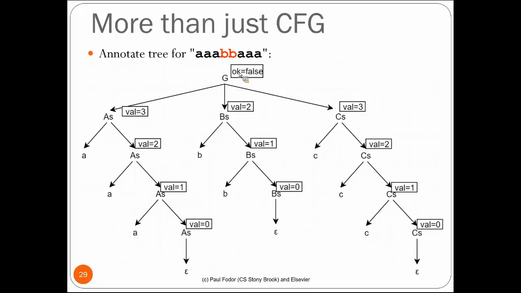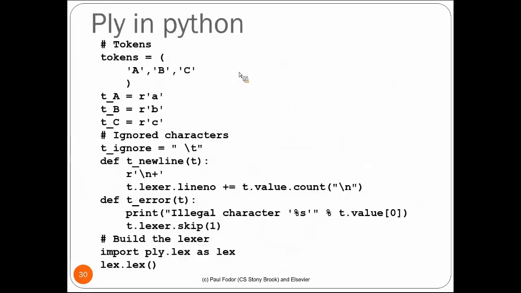Now, with a CFG grammar, the following string, which is 3 A's followed by 2 B's followed by 3 C's, is also in that language, but not with an attributed grammar. With an attributed grammar, in the annotated tree, we compute the value OK as false. And let me show you how this is done in Python, again with the Python Lex and Yacc library.